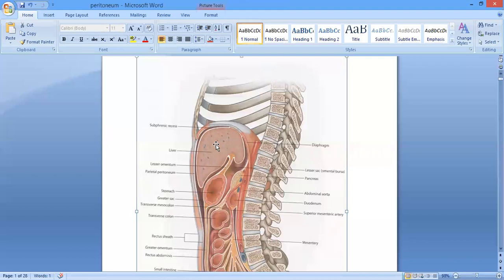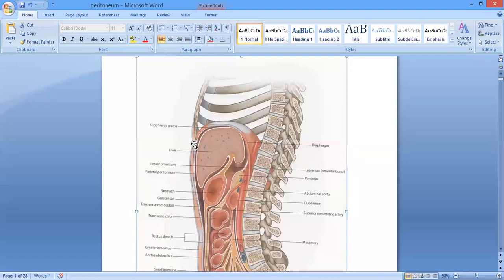Actually I was telling you the difference between the parietal peritoneum and the visceral peritoneum. Parietal peritoneum is going to line the walls of the cavities, whereas the visceral peritoneum is going to line the organs. Parietal peritoneum is loosely adherent to the wall, whereas the visceral peritoneum is firmly adherent to the underlying viscera. So parietal peritoneum is going to receive its nerve supply and blood supply from the vessels and nerves supplying the wall, whereas the visceral peritoneum is getting its supply from those of the viscera.